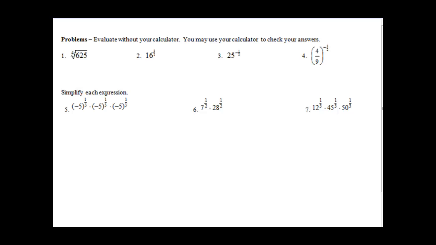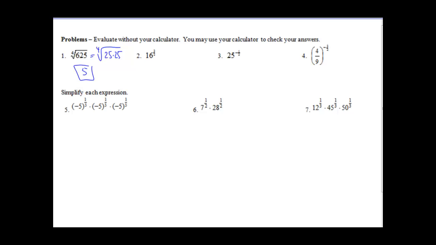It says evaluate with your calculator. You may use a calculator to check your answers. Let's just go ahead and use what we know. Hopefully you know 625 to the 1/4, we have the 4th root. Hopefully you know you can break this down to the 4th root of 25 and 25. So if we look at that, we know that 5 times 5 times 5 times 5. So the answer is 5.